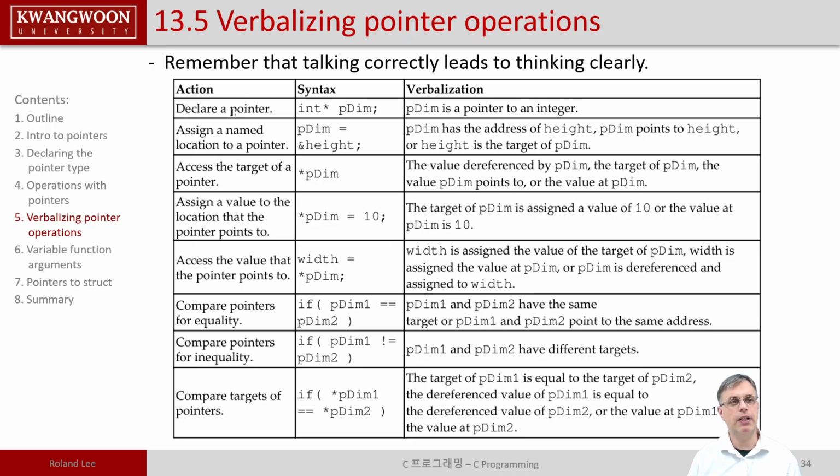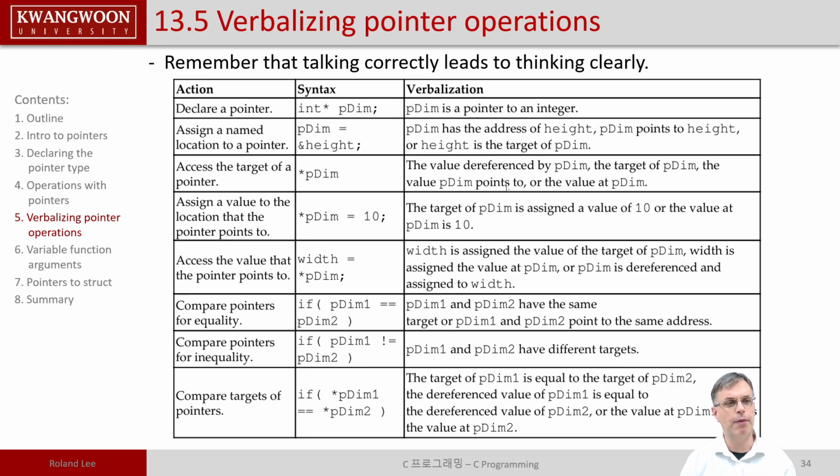So again, here we declare a pointer with the syntax int *pdim. pdim is a pointer to an integer, that is how we say it. Assign a named location to a pointer: you see that here, and pdim has the address of height. pdim points to height, or height is the target of pdim.